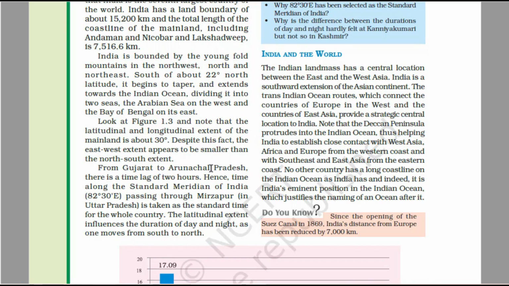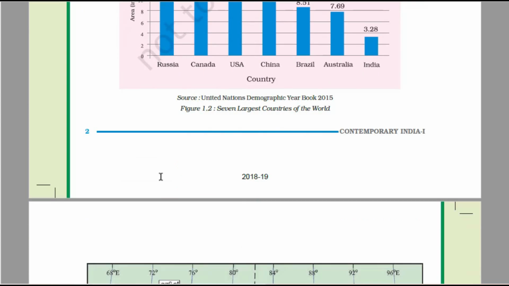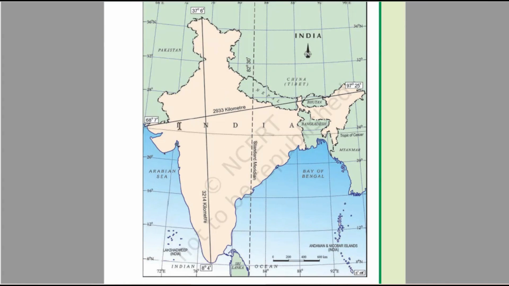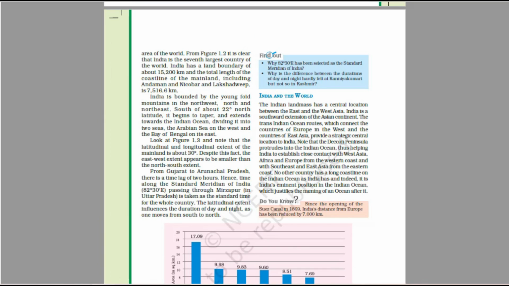From Gujarat to Arunachal Pradesh, there is a time lag of 2 hours. Let us consider one more time India's map. Here it is Gujarat, and here it is Arunachal Pradesh. The total distance between these 2 points is 2,933 kilometers. So the time lag between these 2 points of India is about 2 hours.